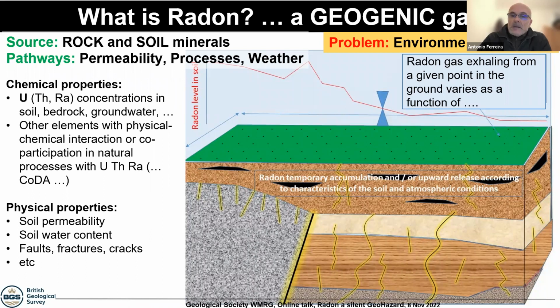The pathways relate with permeability of rocks and soil, such as connected pores, cracks, fractures, faults, geological limits, etc. And carrier fluids, such as groundwater and CO2. Permeability and carrier fluids will allow radon gas to travel within rocks, laterally and upwards to the topmost geological layer, the soil, where it may accumulate.